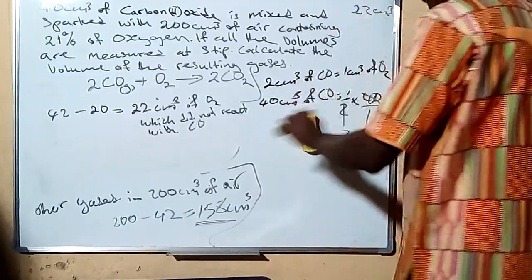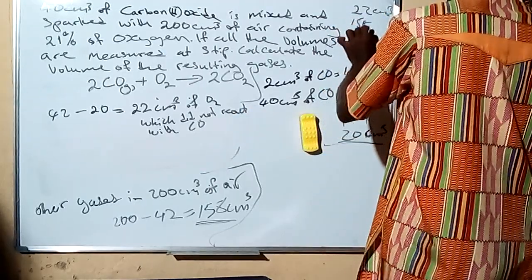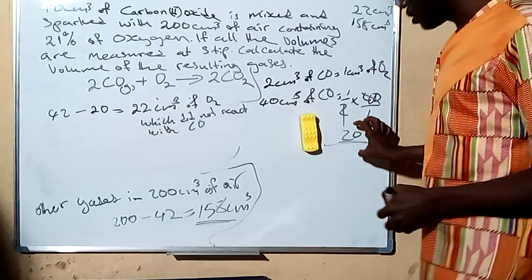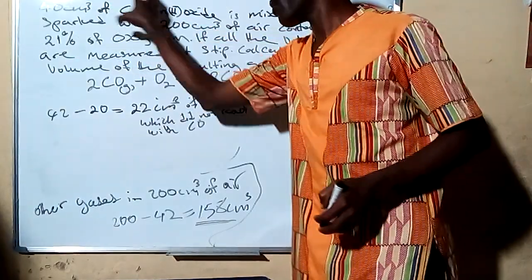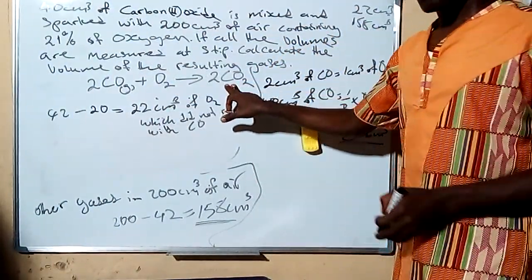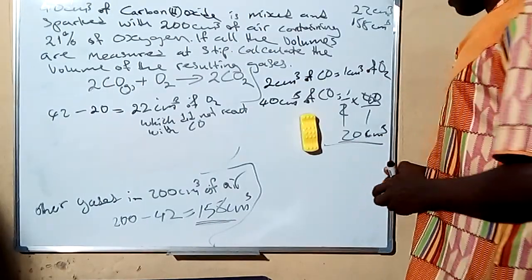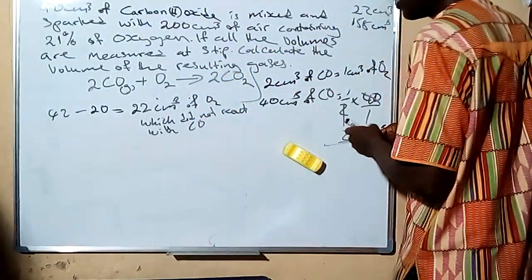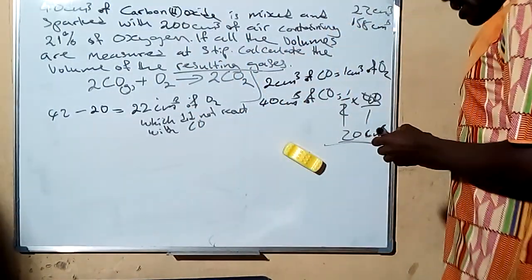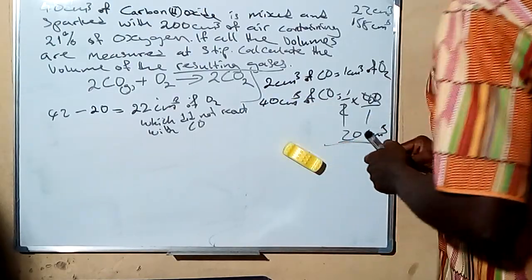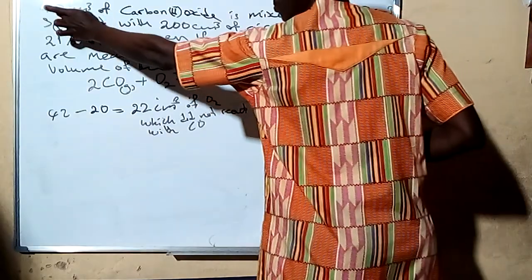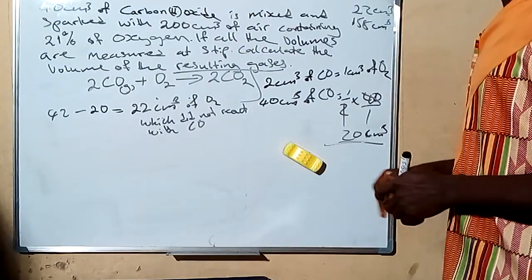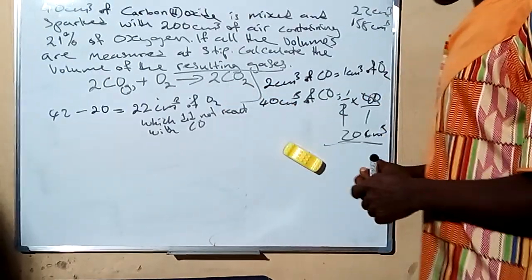And then our other gases will have 158 cm cube. So at the end of this reaction, we notice that 20 cm cube of oxygen will disappear with 40 cm cube of this to give us carbon 4 oxide. Since we are looking for the resulting gases, which are the gases that will remain after the chemical reaction, when these 40 cm cube combine with 20 cm cube of oxygen, it will give us carbon 4 oxide.